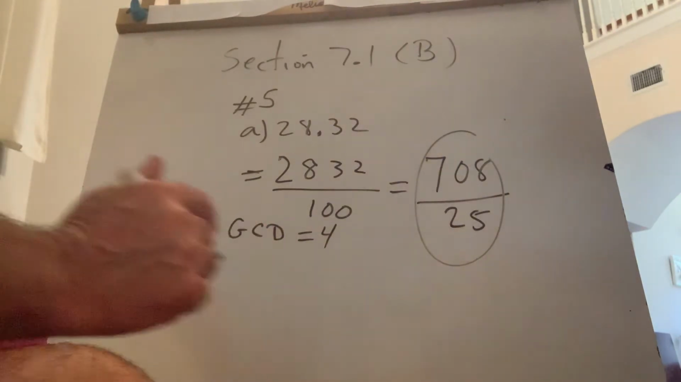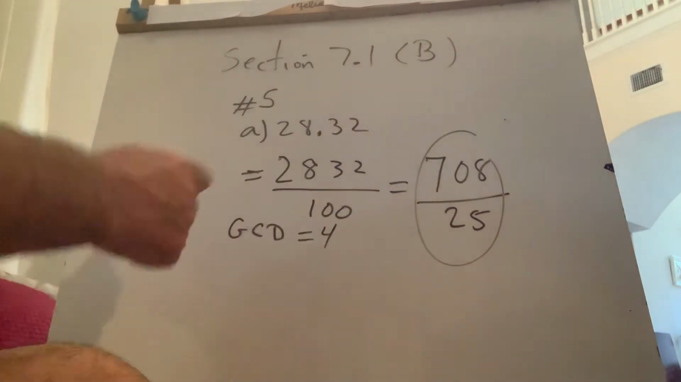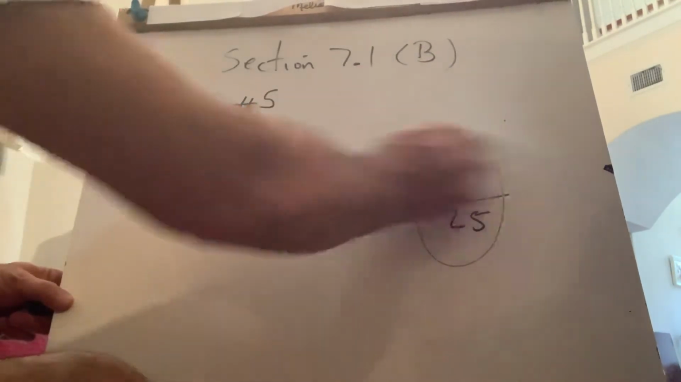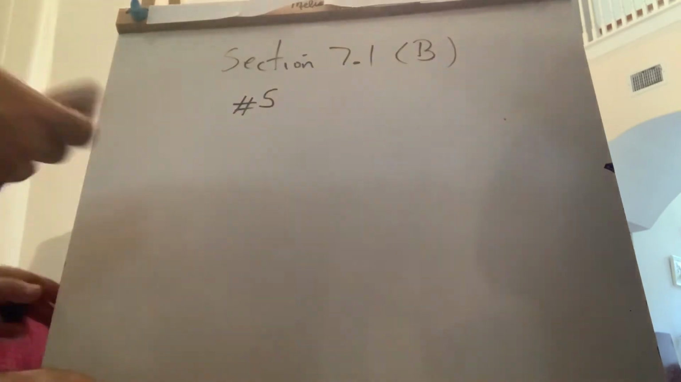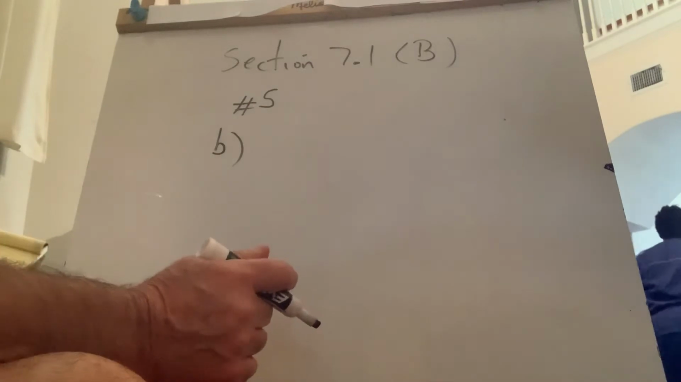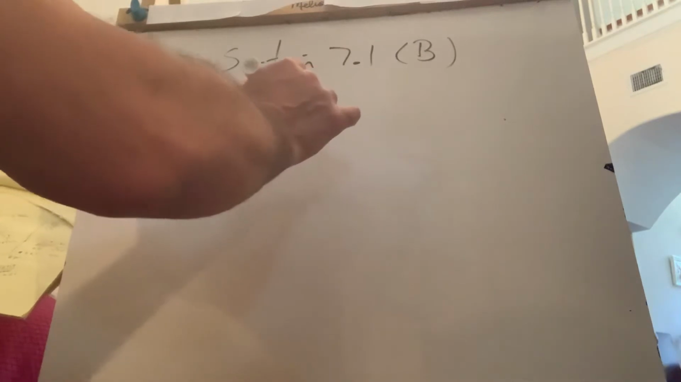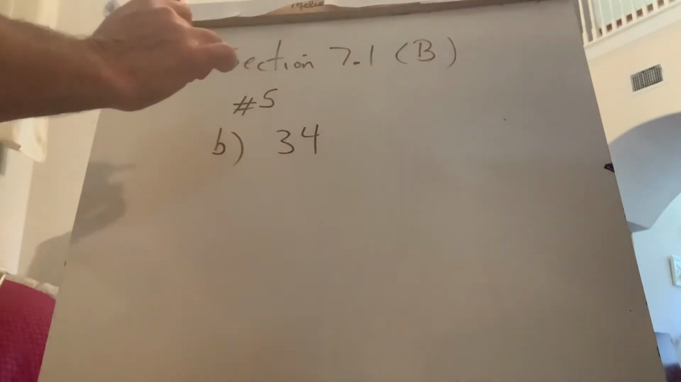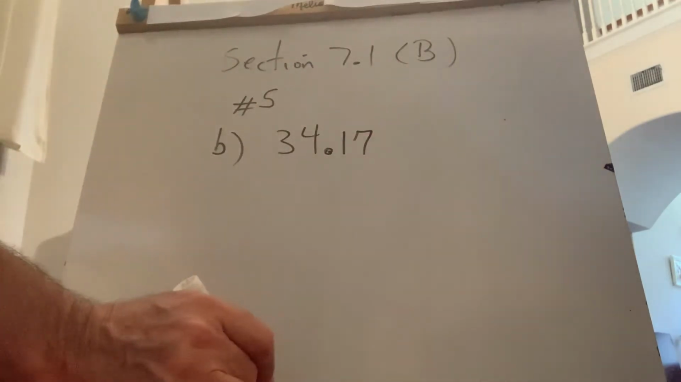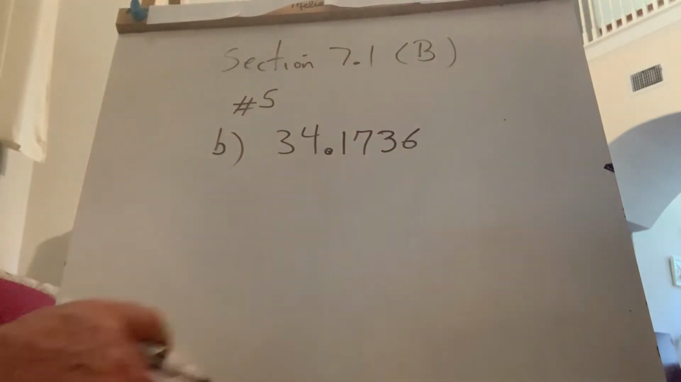Let me do part B also. Again, part C is very similar to part B, so you can try to do it yourself. It's just a negative number, but it's the same idea. So that was part A. Let me do part B for you. Same question, except this time the terminating decimal is 34.1736.